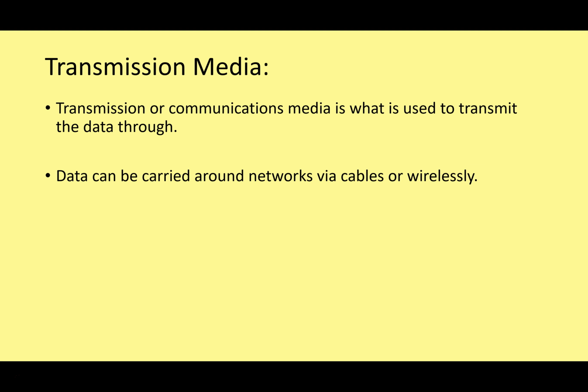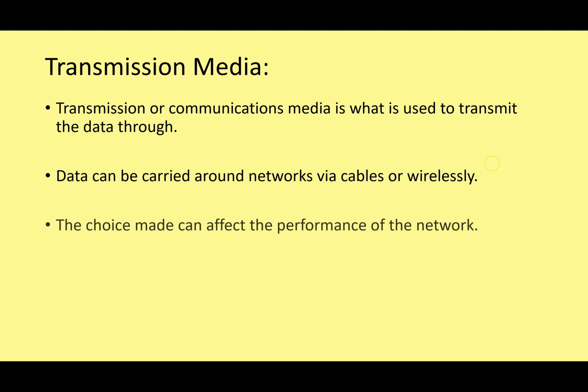Transmission media. What we call transmission or communications media is what is used to transmit the data through. Think about it like it's the physical medium that we're using to send those ones and zeros down. So data can be carried around networks via cables or wirelessly. And the choice of what media we're using can affect the performance of the network.